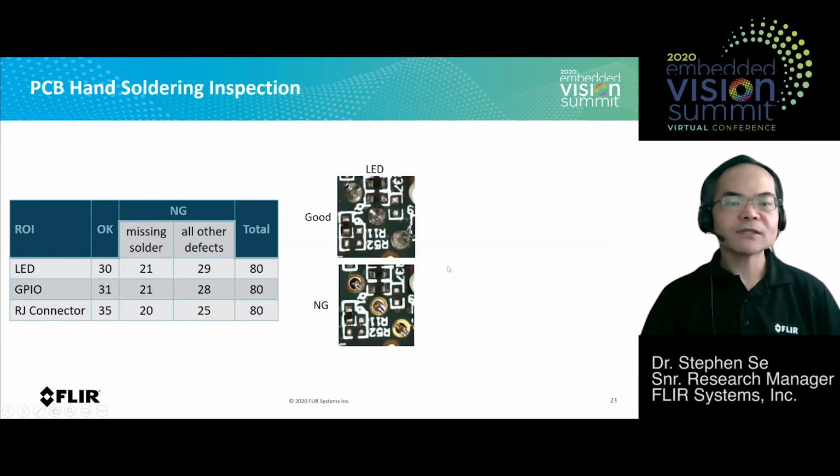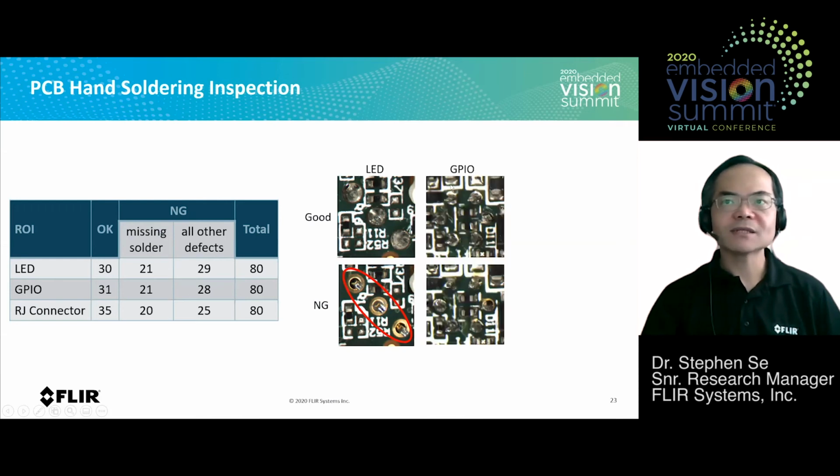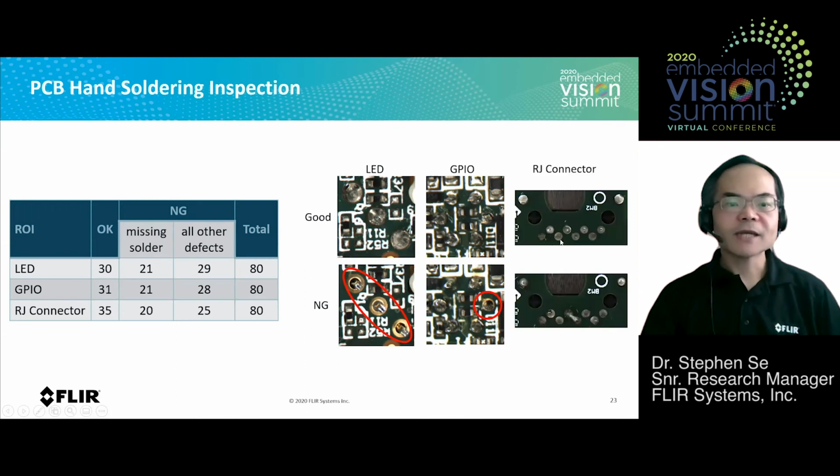For the LED region, here is a good example, and here is a bad example where the solder is missing for all the pins. For the GPIO region, here is a good example, and here is a bad example where the solder is incomplete for one of the pins. For the RJ45 connector region, here is a good example, and here is a bad example where there's a solder bridge.